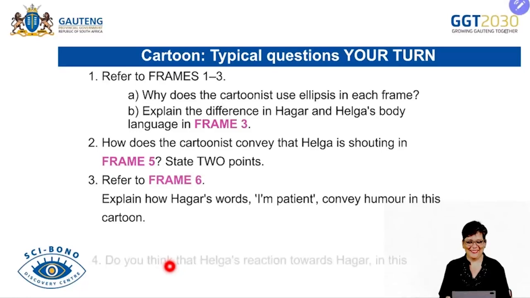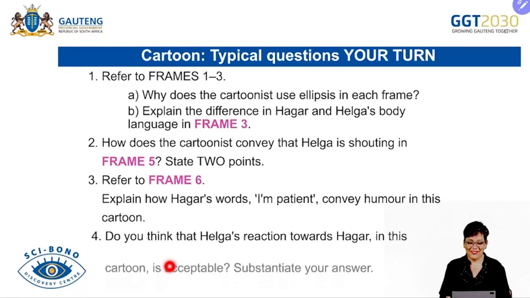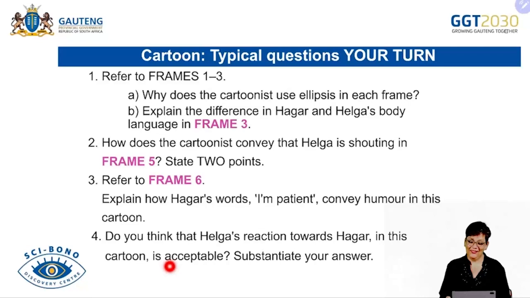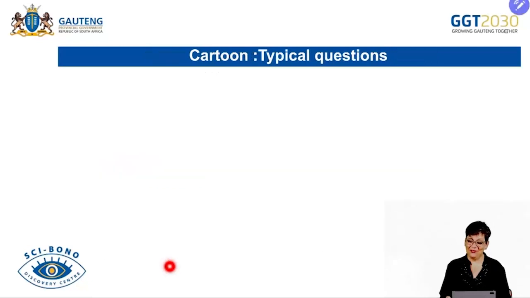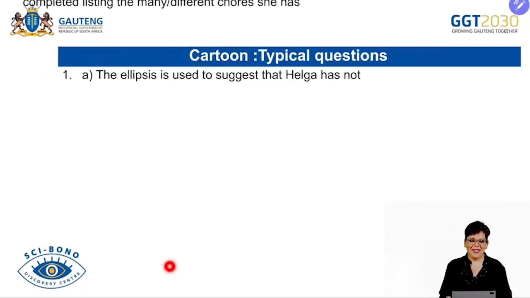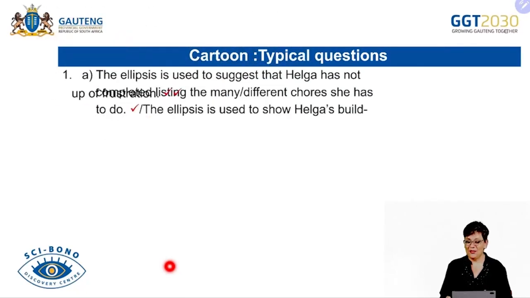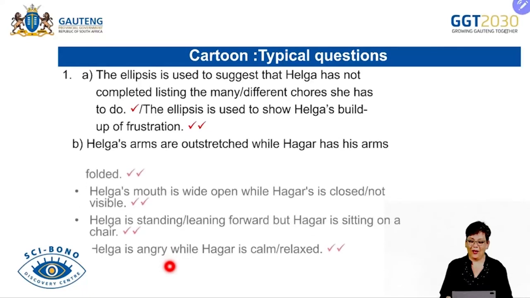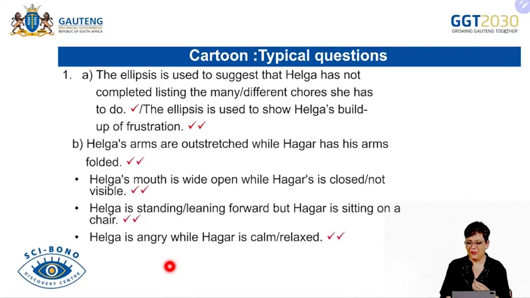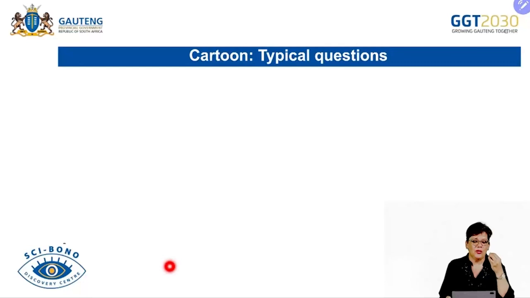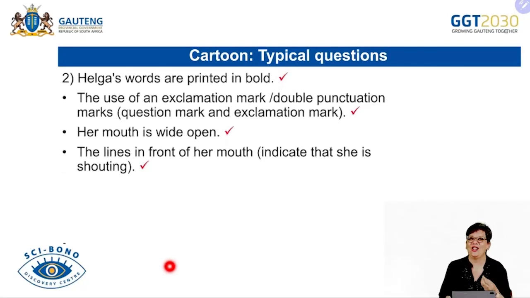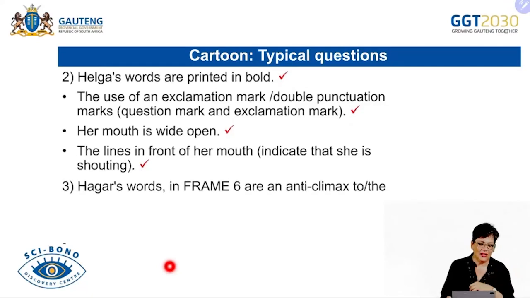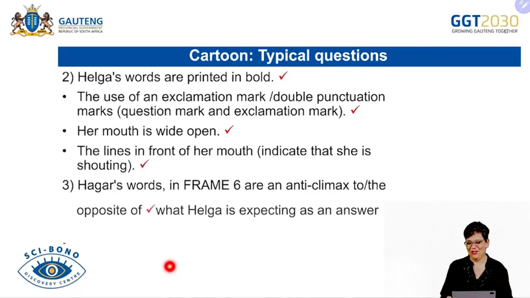Right. And of course, we can ask you this question. Do you think her reaction is acceptable? Well, that's up to you to think that one out. Right. So I'm not going to jump for these answers because we've listed most of them. But the most important fact for me here is you have to pretend I cannot see the picture. Tell me everything. Tell me about the little lines in front of her mouth. Tell me her mouth is open wide. Tell me her words are in bold.